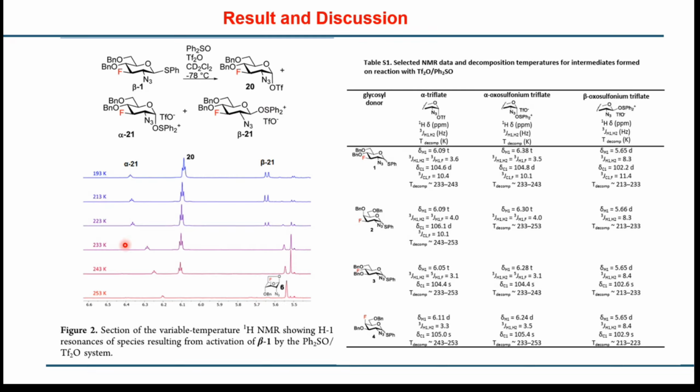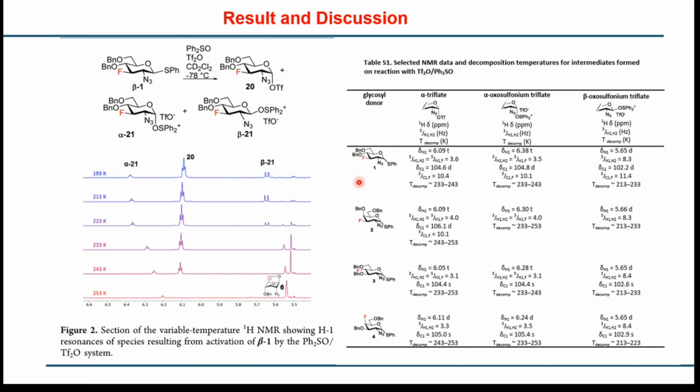As the temperature increases, they are decomposing, and after -30, -40 degrees, at 253 Kelvin, it formed this anhydro sugar 6. And they have also characterized this intermediate by using NMR, where the reference values are known.